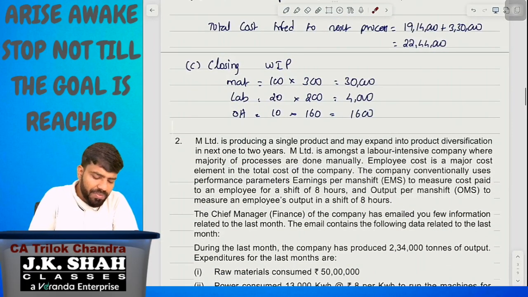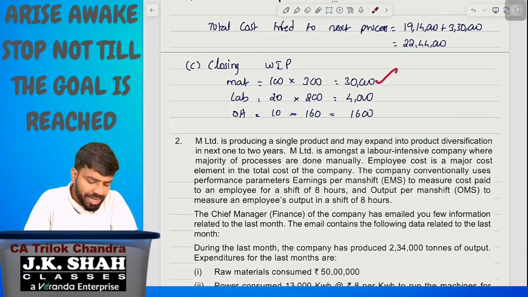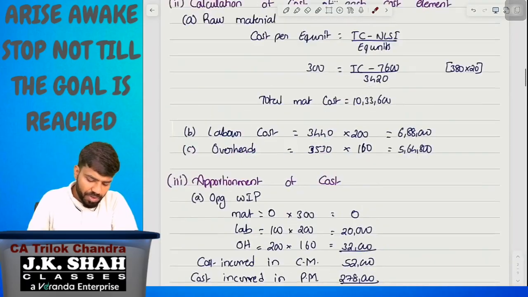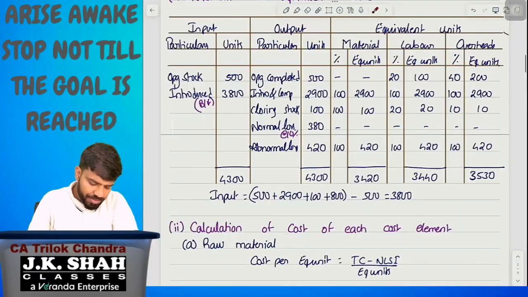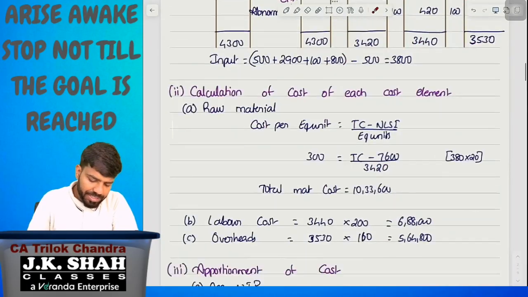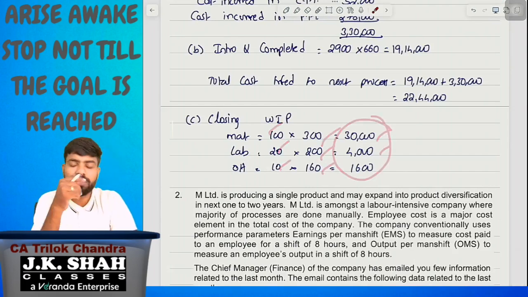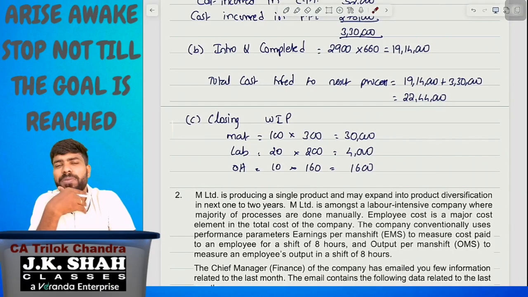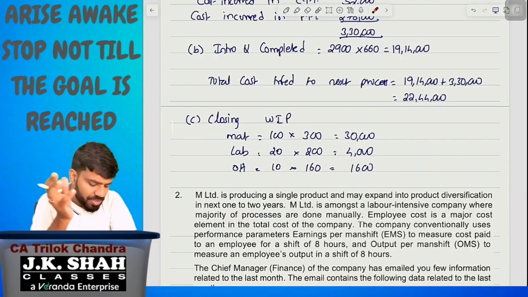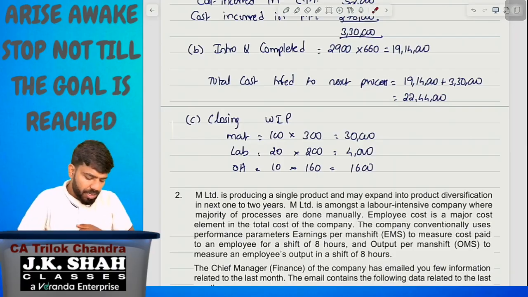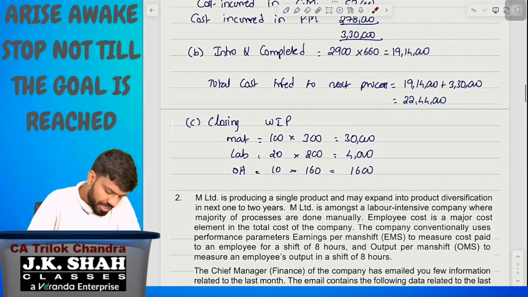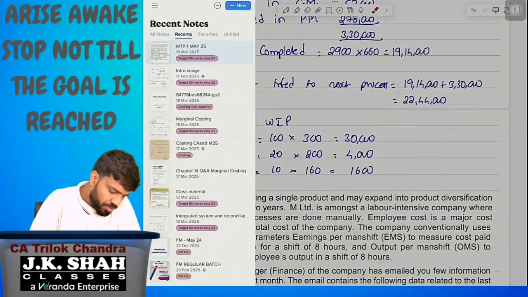Okay, now closing work in progress and evaluating material, labor, overhead. Here is the equivalent unit. If you look at here, we have the equivalent units. I'm taking the same material, labor, overheads. If you multiply with the cost per equivalent unit, we'll get the total cost. I'm not calculating abnormal loss because based on abnormal loss there is no requirement. If you look at the solution, if you look at the requirements, okay, now let me show that. What I written here is only working notes.